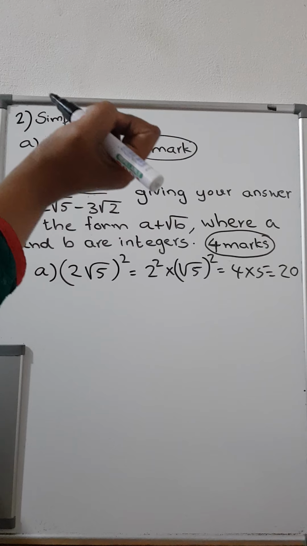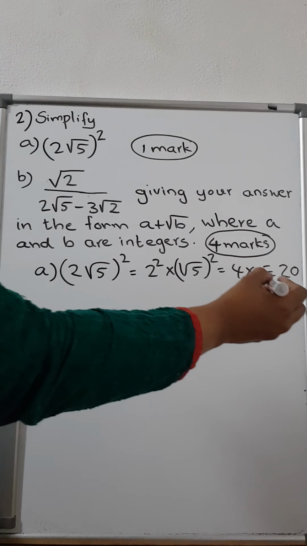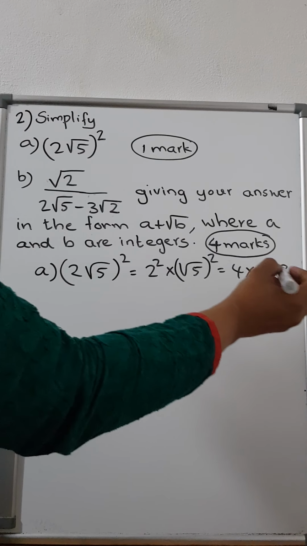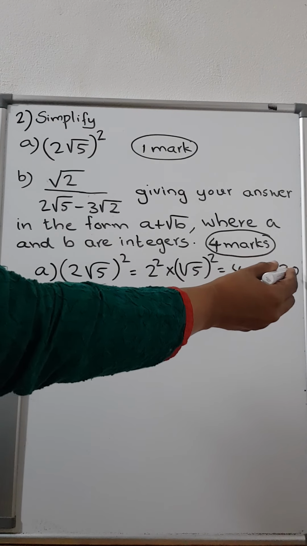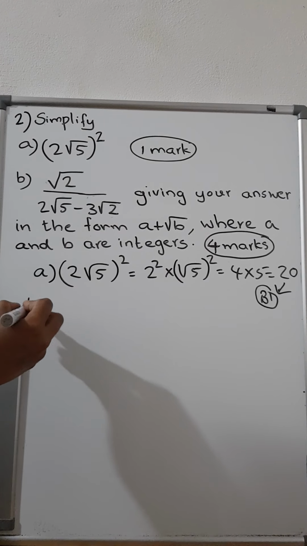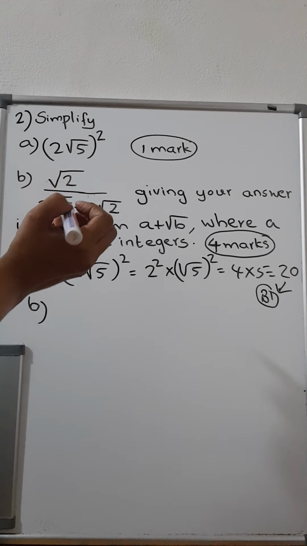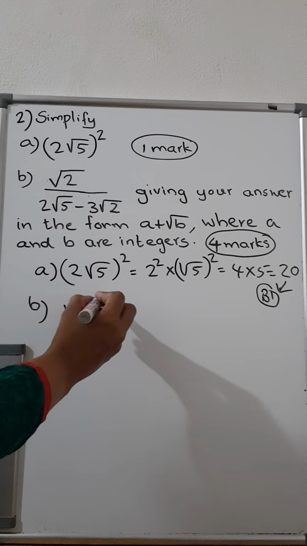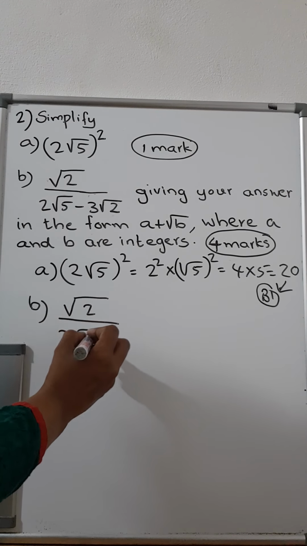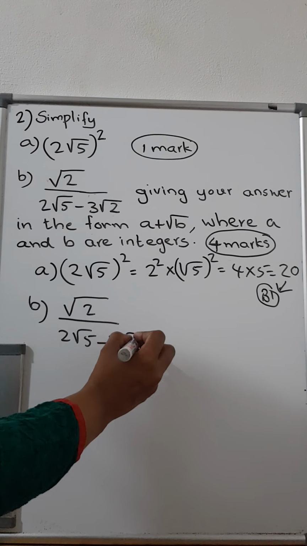The question carries 1 mark, that is B1, an independent mark. You don't need to show any step, just writing 20 will give you that 1 mark. Now B part. Simplify root 2 divided by 2 root 5 minus 3 root 2.